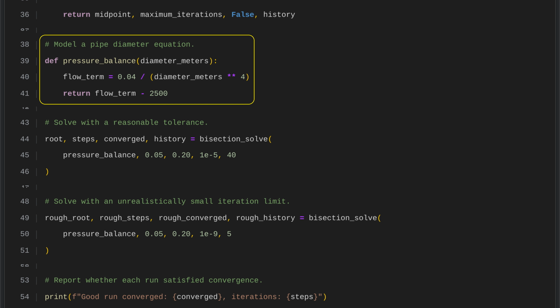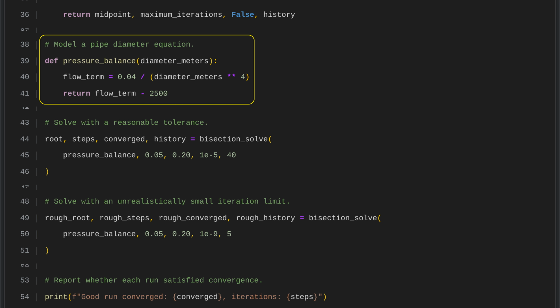This function estimates a pipe diameter condition using the diameter in meters. It calculates a flow-related term by dividing 0.04 by the diameter raised to the fourth power. So smaller diameters greatly increase resistance. The function returns this term minus 2500, which can be used to find the diameter where the flow term balances the constant.